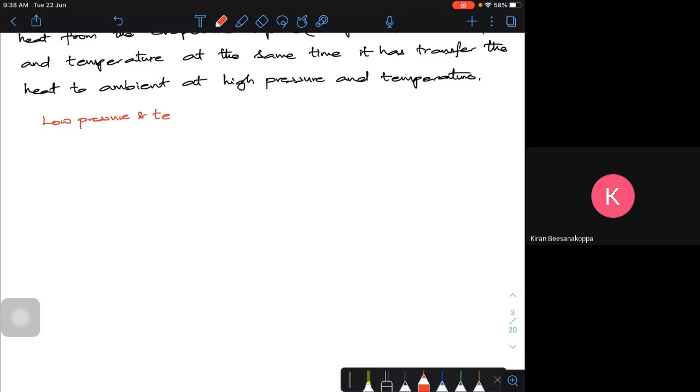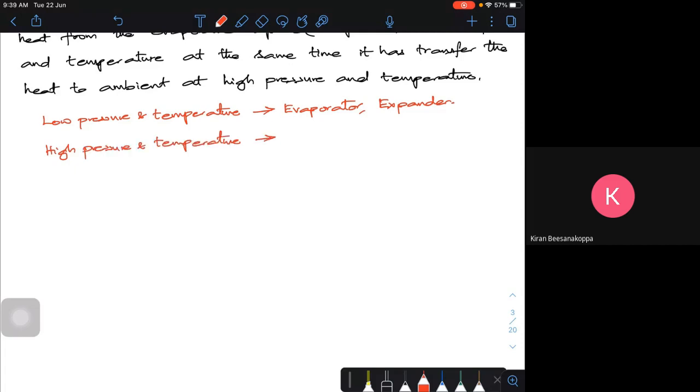Low pressure and temperature. What are the devices which will be working? So here I do have the evaporator and expander. The expander is the one which will be expanding your pressure from medium pressure to lower pressure. Now high pressure and temperature. So what are the devices?